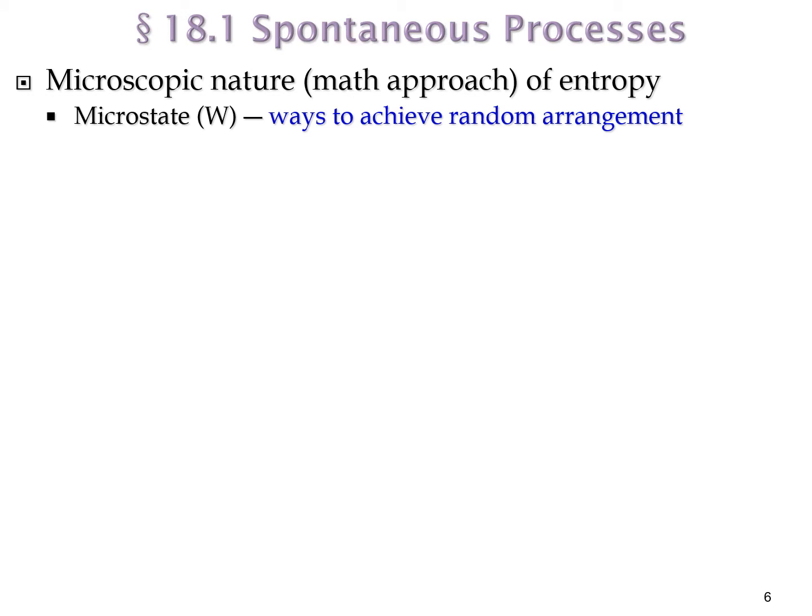The popular way to do this is the microstate. Since it's so popular, people wouldn't think of any other way. The definition of a microstate is the ways to achieve random arrangement. So now let's see how this microstate and entropy can relate together.